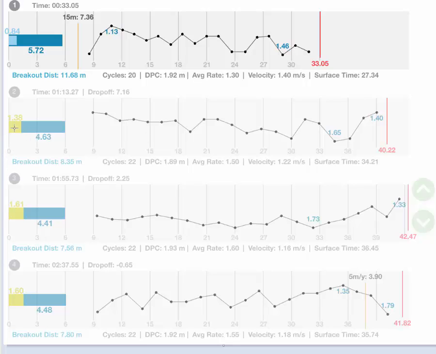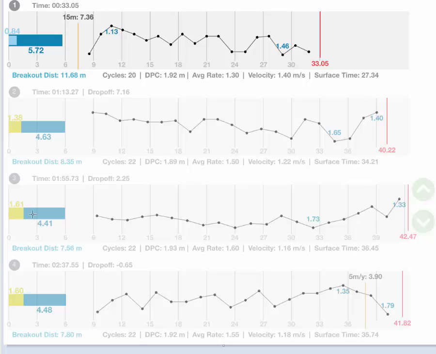His second length, this yellow dictates turn time. He was 1.38, and that's not really bad. We're really trying to be in the 1.0 to 1.2 range for breaststroke turns. Breakout distance was 8.35, and I think that's good. It took him 4.6 seconds to do it, so not too bad. 22 cycles, distance per cycle is 1.8, so you can see he's dropping off distance per cycle a little bit. He did settle into a slightly slower stroke rate, which I think is really good, and his velocity here is slowing down a little bit as well.